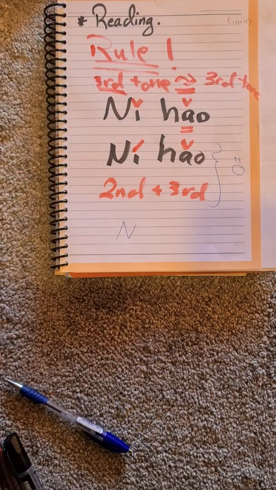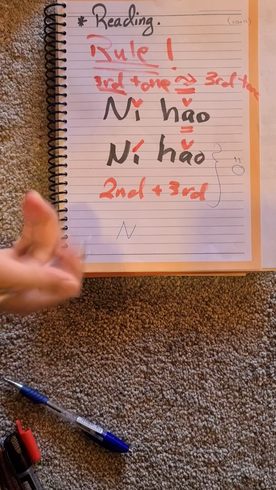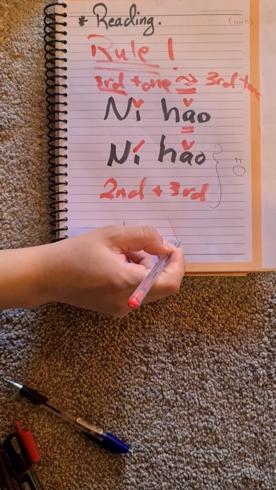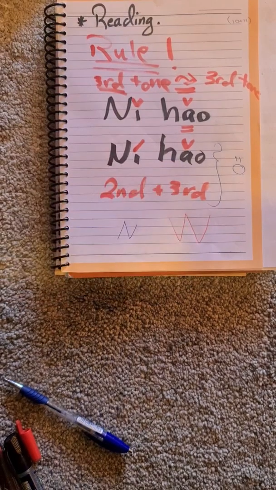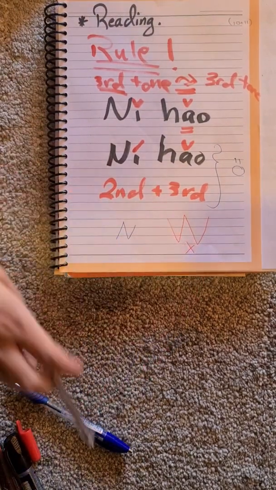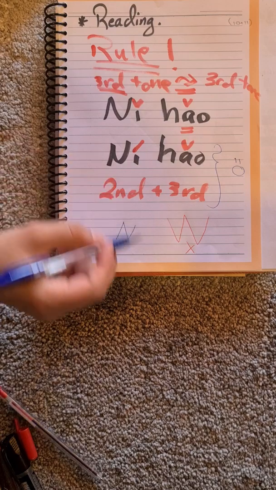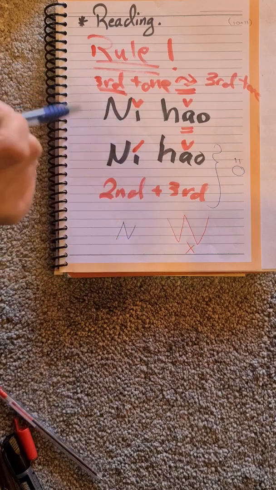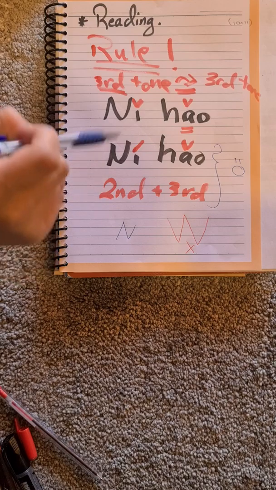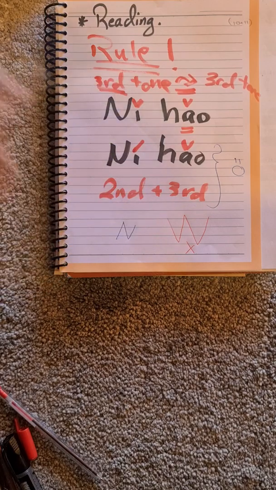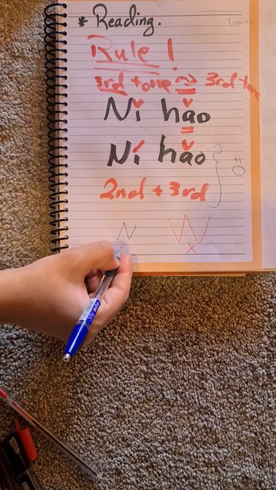The wrong way, I'm going to write it in red. The wrong way will go ni hao, and this is the wrong way. So it must come like ni hao, ni hao. Okay, this is the correct way for you to pronounce it.